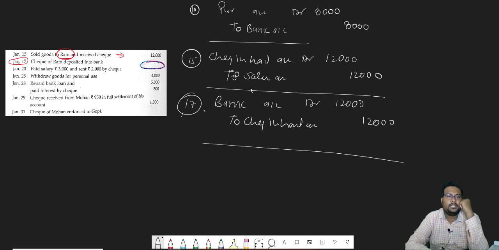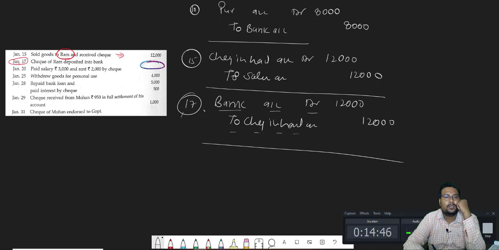Okay, so on 15th, check in hand account debit to sales, because you did not deposit the check on the same day. That's why we open the check in hand account, and it is received for sales. And on the day of the 17th, when you deposit the check into the bank, the bank is receiving, so bank account debit to check in hand account.